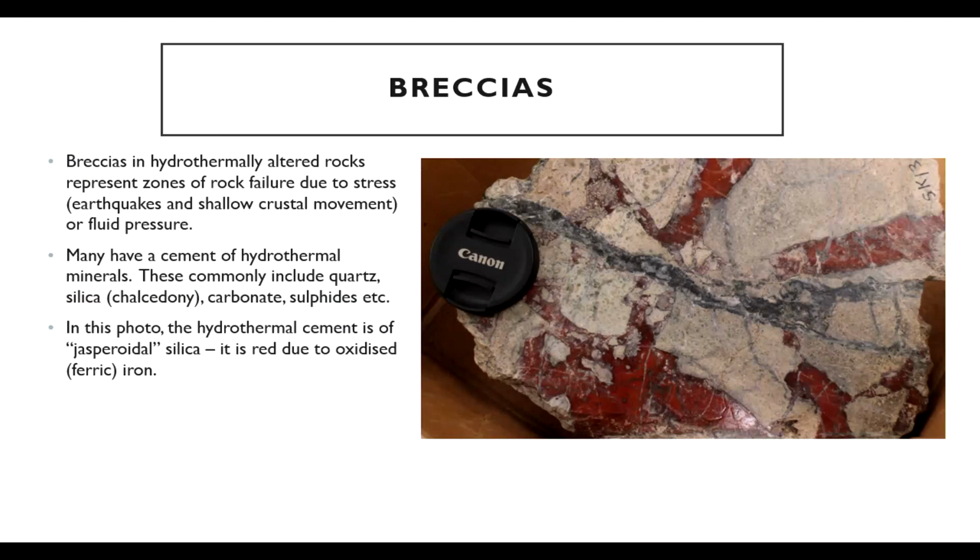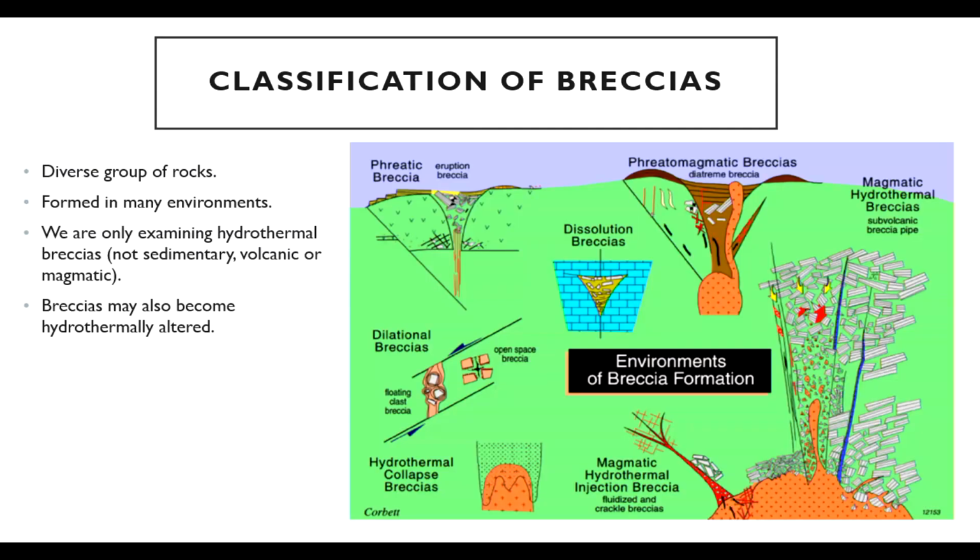Breccias, so we can take it one step further and just completely fracture the rock by overpressuring a fluid or magma or faulting, and therefore we get angular clasts in a matrix, which is characteristic of pressure. We might have veins. In this case, we've got jasperoidal silica, this red oxidized material from ferric iron. And so breccias can be quite common in that main conduit area of fluid flow. There's a variety of them.